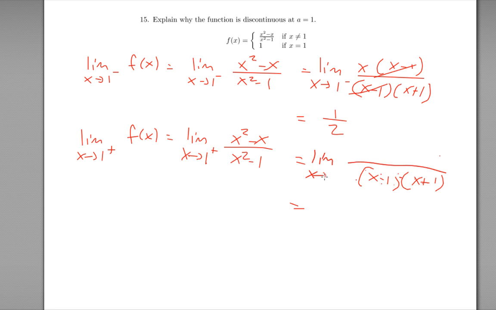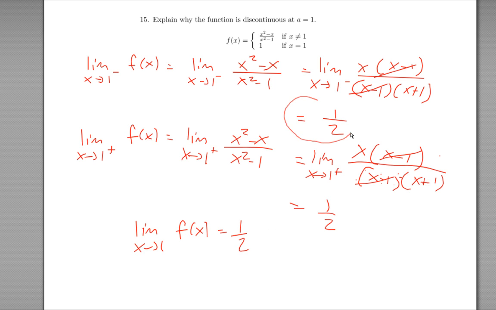Limit as x goes to 1 from the right. Now the top, when I take out an x, is going to give me x minus 1. So this cancels with this. And again, I'm left with that this limit is 1/2. So the limit as x goes to 1 of my function is equal to 1/2, because the limit from the left is 1/2 and the limit from the right is 1/2. So certainly I'm justified in saying the limit as x goes to 1 of my function is actually 1/2. It's the same from both sides.